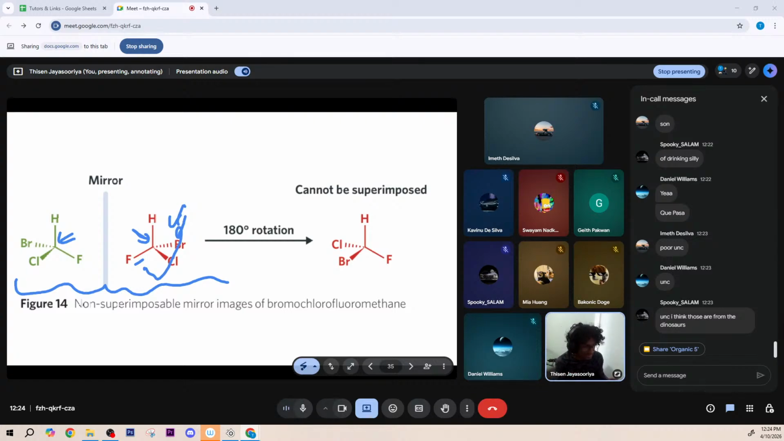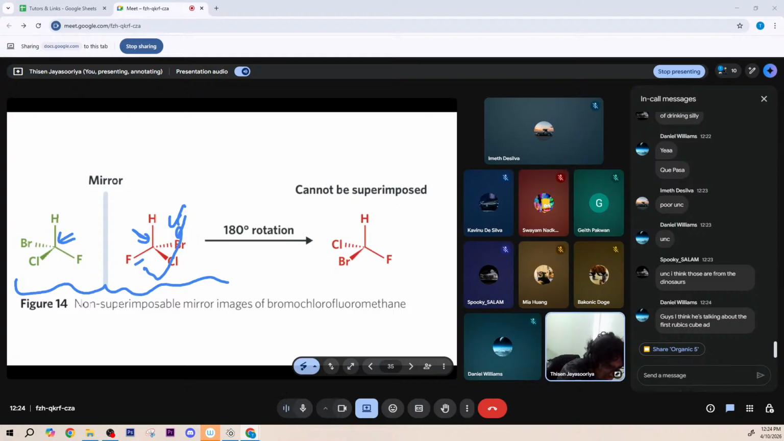I wish I had... Evo has, when the Clown students do it, a really nice model where he has the carbons in different places. He tries to twist it in a way that makes it look like the other, to turn it into each other, but it won't. So the idea, guys, I think he's talking about the first Rubik's Cube ad, maybe.